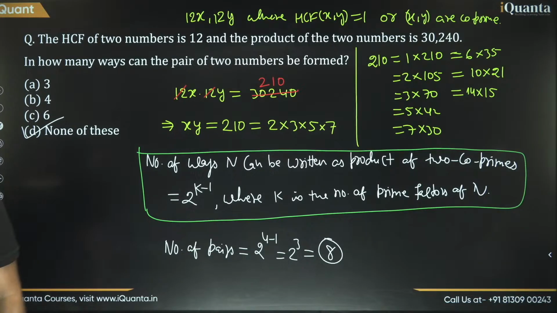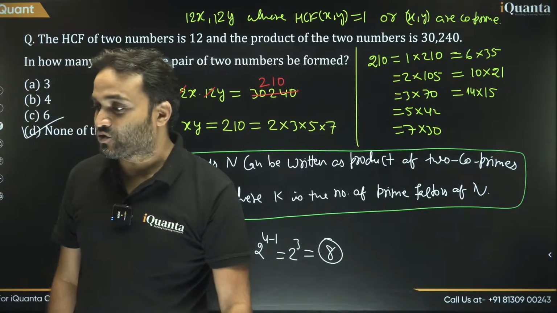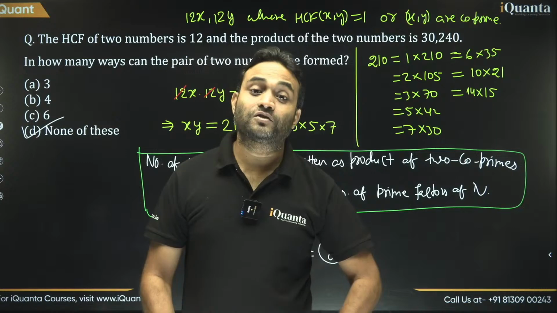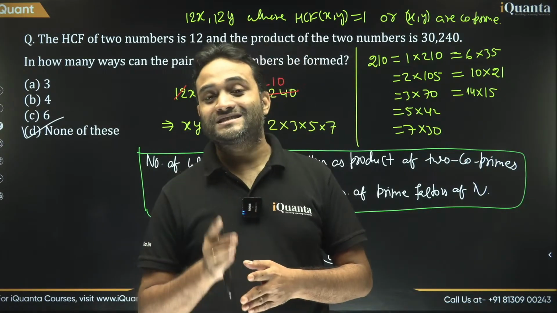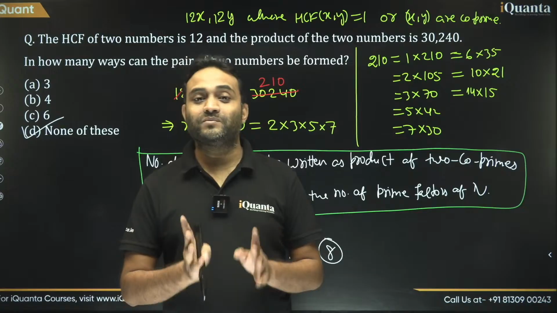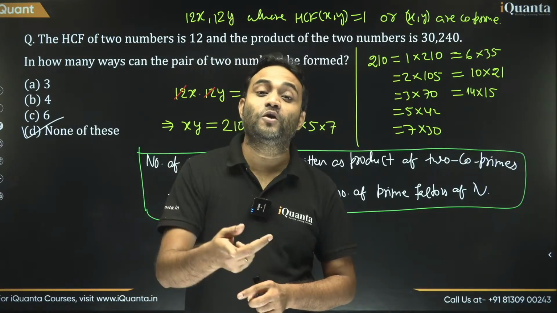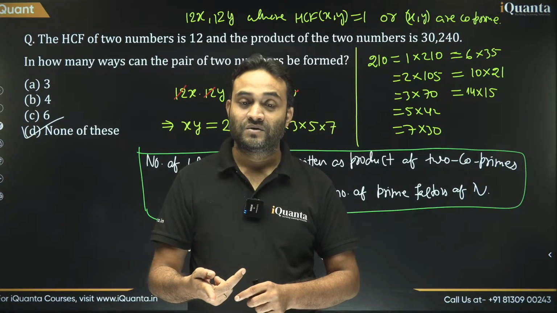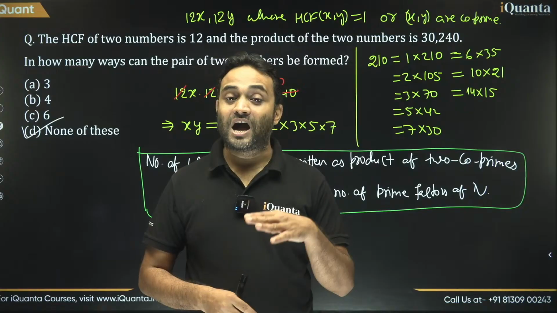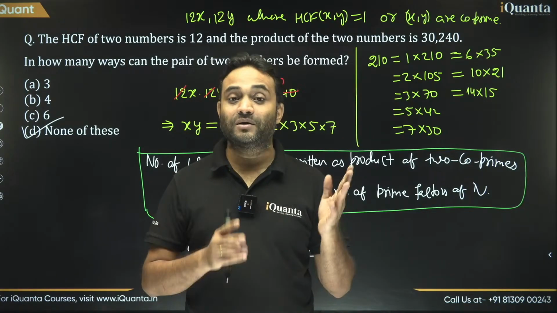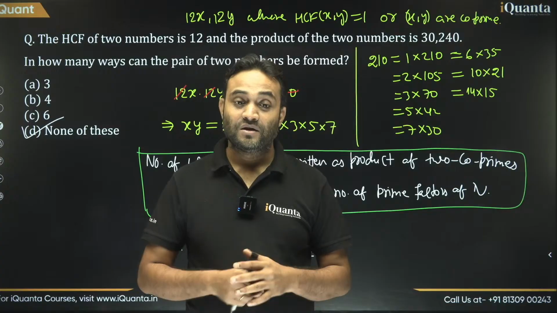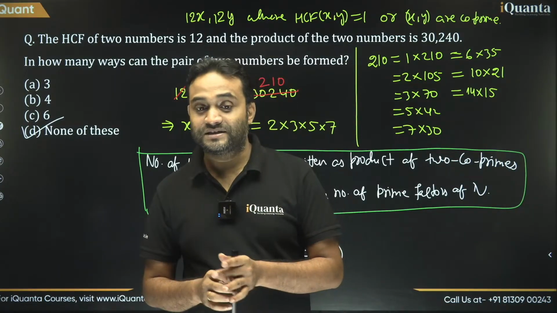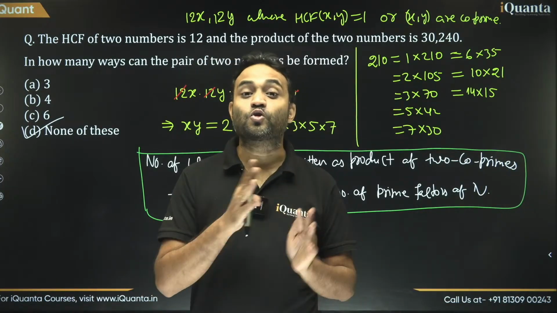Dhruv is saying, sir, can we directly find the number of factors and divide by 2? No, that won't work every time. Number of factors by 2 tells you in how many ways a number can be written as a product of two of its factors. It does not tell you in how many ways a number can be written as a product of two co-prime factors. Product of two factors is different from product of two co-prime factors.